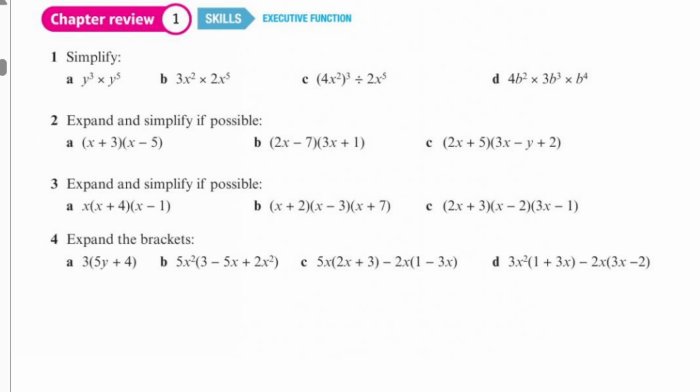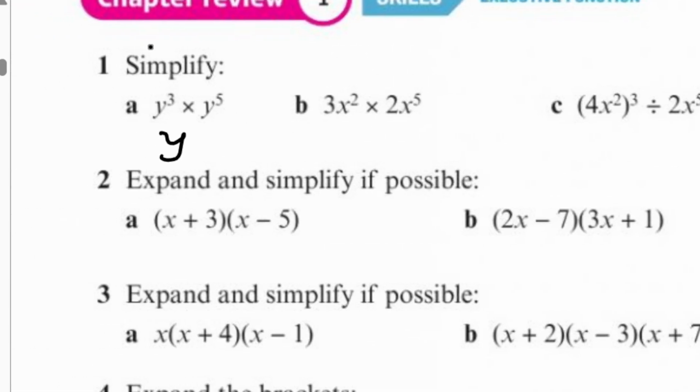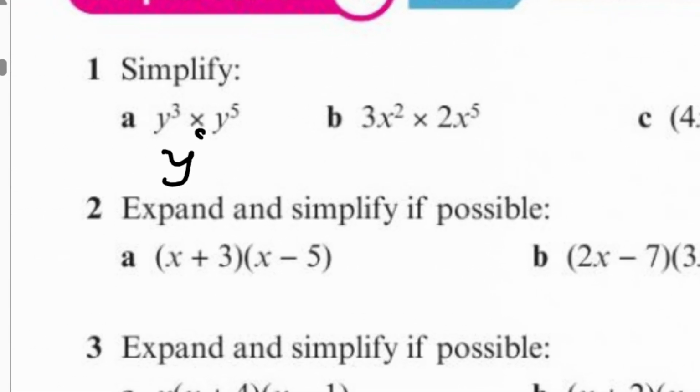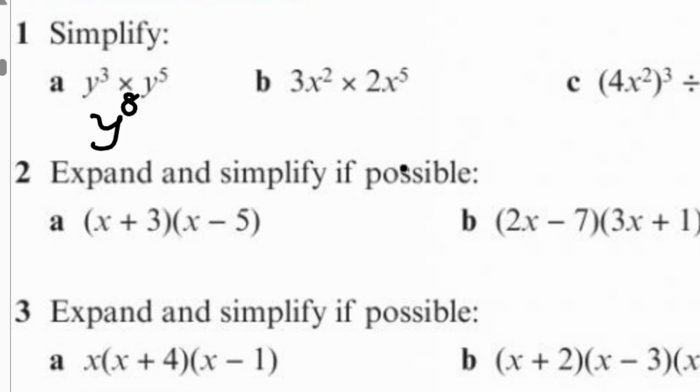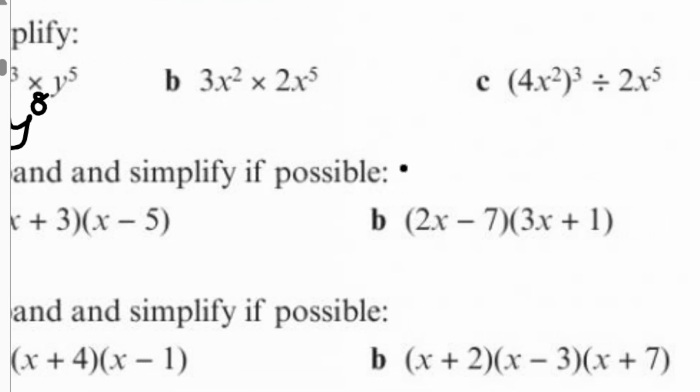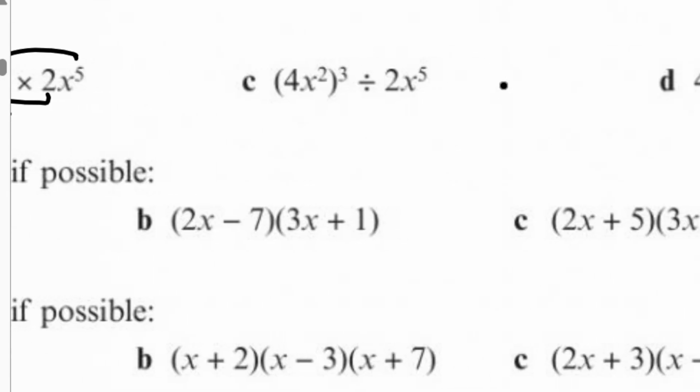5. This is indices, so we just add 3 plus 5. This is just going to be y to the power of 8. Now, question B is similar. 3x squared times 2x to the power of 5. We multiply the numbers first. 3 times 2 is 6. And then x to the power of 2 times x to the power of 5 is x to the power of 7. And that's it.